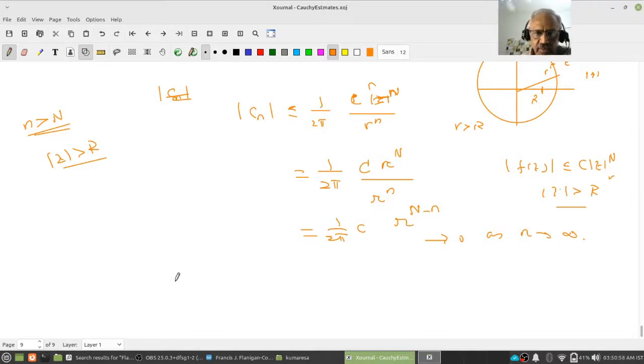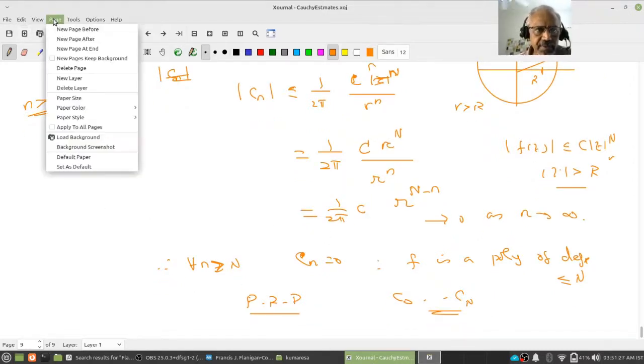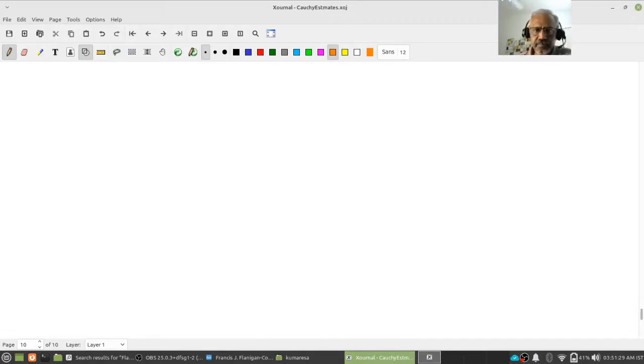Right? So, what do you think I have proved? For all n greater than or equal to capital N, I have proved Cn is 0. Therefore, f is a polynomial of degree less than or equal to capital N, because I do not know what happened to Cn below N. So these are the typical uses of Cauchy estimate. And the last one is the so-called mean value theorem.